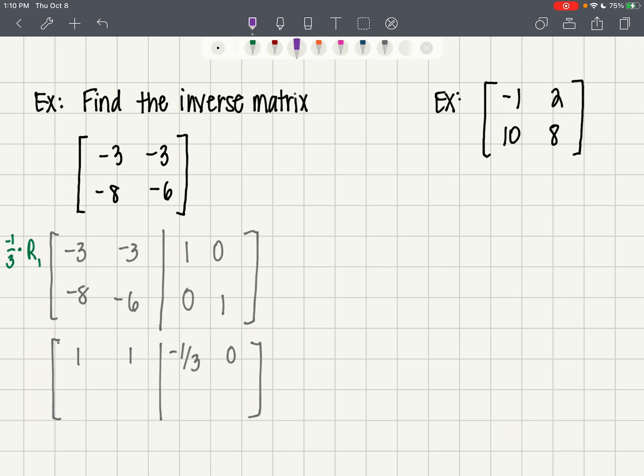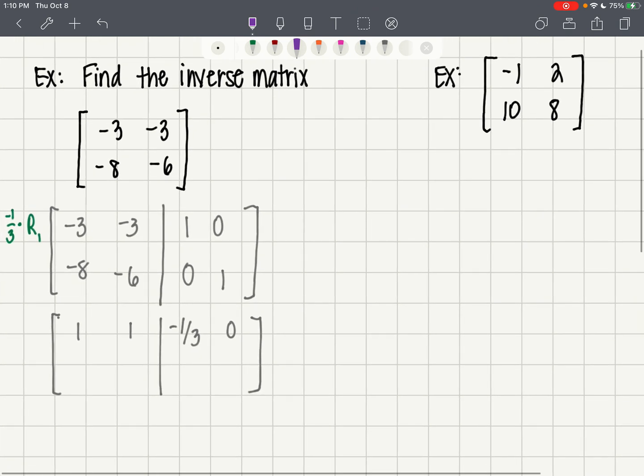We know that we need a 0 here, so let's just make it a 0. Watch what I'm going to do. I'm going to save myself some steps. I'm going to multiply this new row 1 by 8, and I'm going to add it to this row 2. So 8 times 1 is 8. 8 plus -8 is 0.